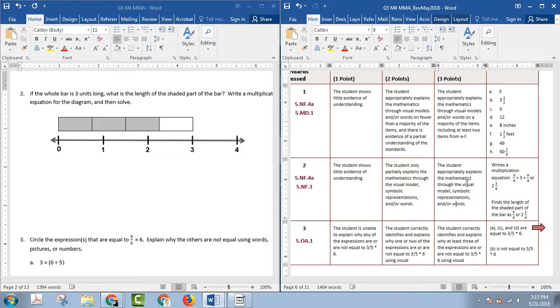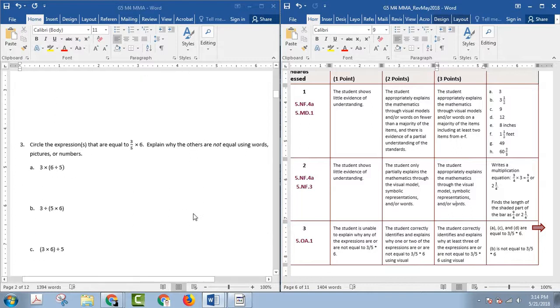So the 2-pointer here is partially explains. So let's say they get 3/4, but they don't get 3. Let's say they get 3/4, they say 2, or they say 4 times 3. They get part of this, but they don't get the whole thing. In that case, that would be a 2. If the student wrote nothing, or if they wrote something that did not connect with the visuals or the situation or the sentences at all, then that's a 1.